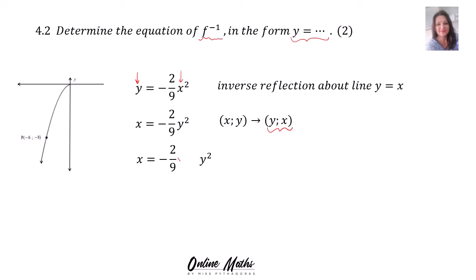So first of all, we will multiply by minus 9 over 2 this side, and we will multiply by minus 9 over 2 that side, and we end with negative 9 over 2x is equal to y squared, but we don't want y squared, we want y. Therefore, we will take the square root and we end with that. This question counts 2 marks. Where are the marks? For the inverse, the reflection, where you swap the 2 coordinates, and your final answer.